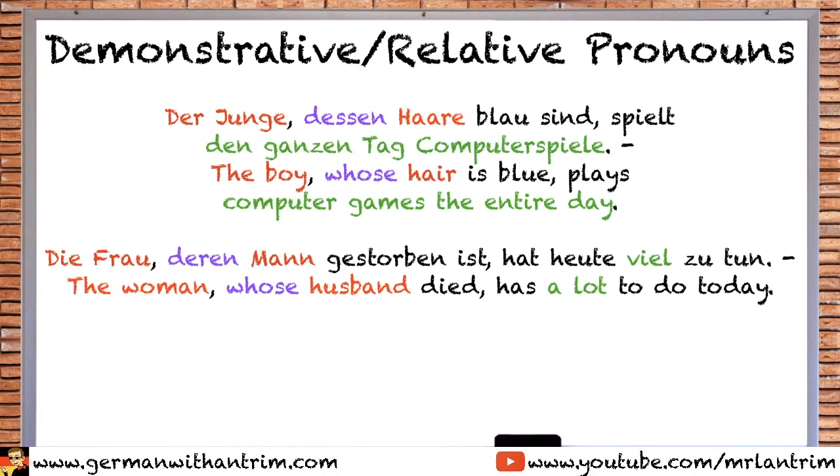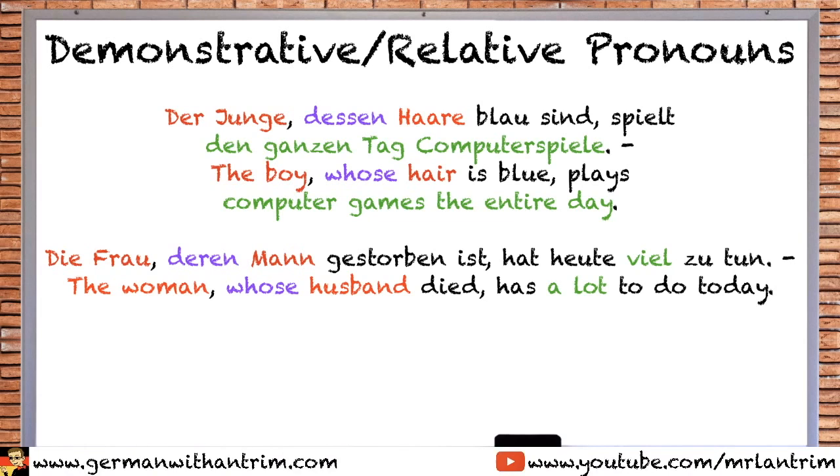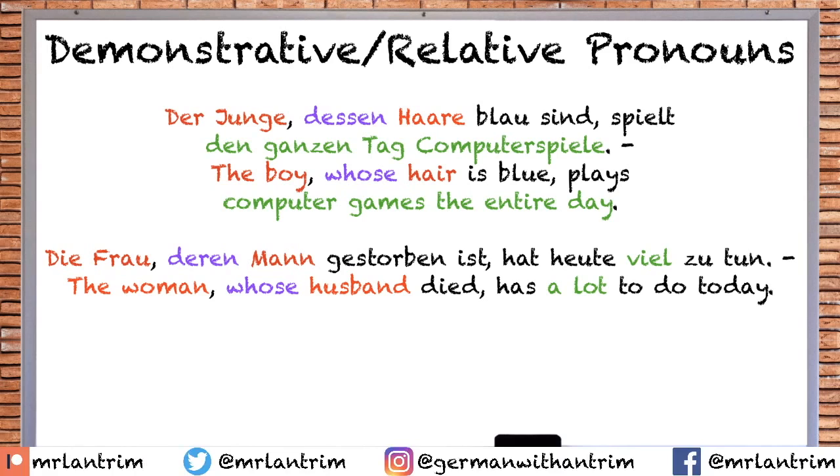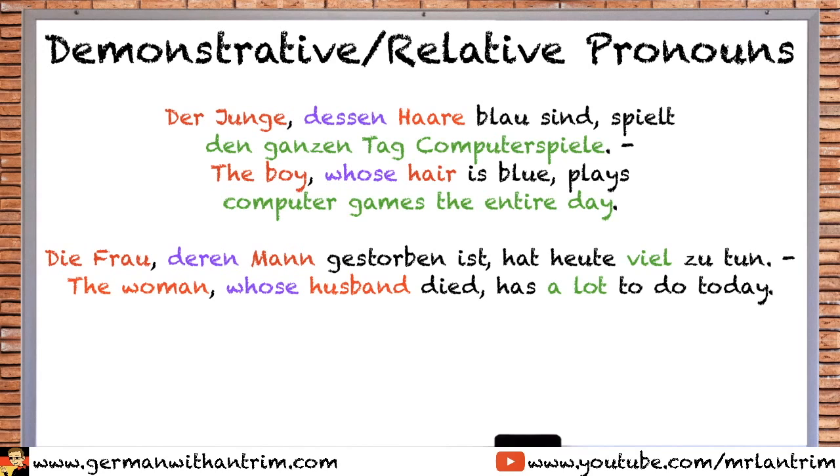Now, if we use a feminine noun such as die Frau, we have deren as our genitive relative pronoun. So, die Frau, deren Mann gestorben ist, hat heute viel zu tun. So, the woman whose husband died has a lot to do today. Again, if you take out the relative clause, whose husband died, you're going to have a normal sentence: die Frau hat heute viel zu tun. Der Mann ist gestorben is a full sentence as well, but we're using this as a relative clause to describe the woman, which is why we have deren Mann gestorben ist, whose man or husband died.